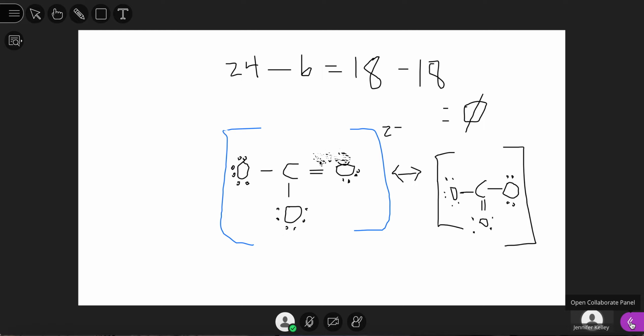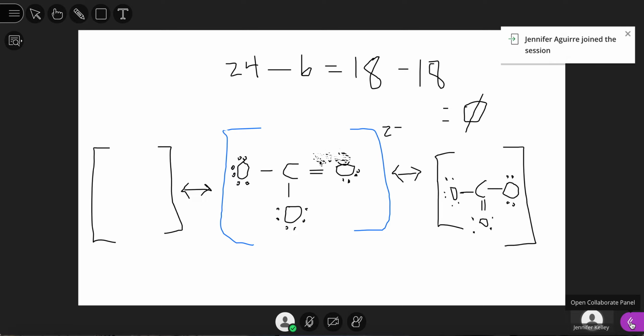All right. And then, you draw the double-headed arrow. And the more resonance structures you have, it actually becomes more stable as you have more resonance structures. So if I had something that had 2 resonance structures compared to something that had 5, the thing with 5 resonance structures is more stable.